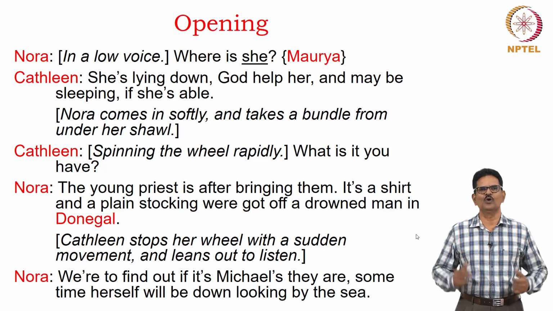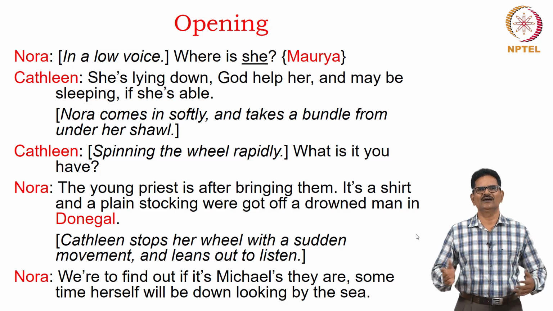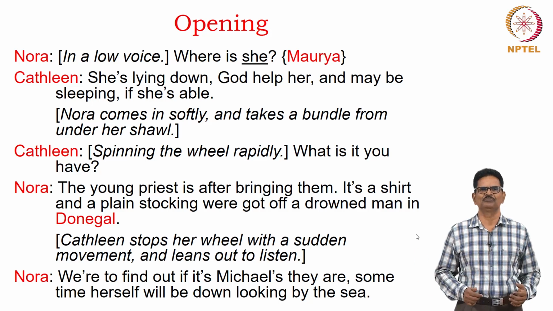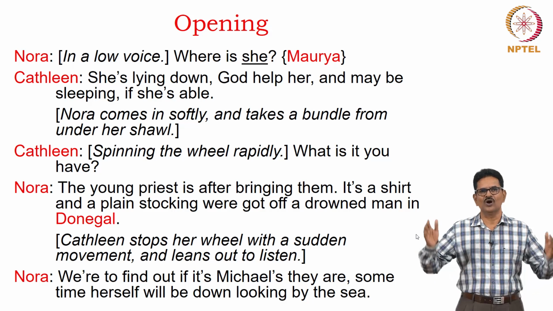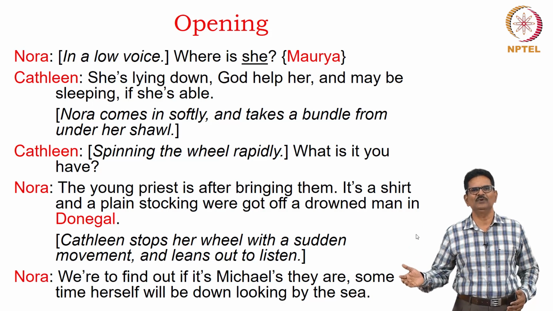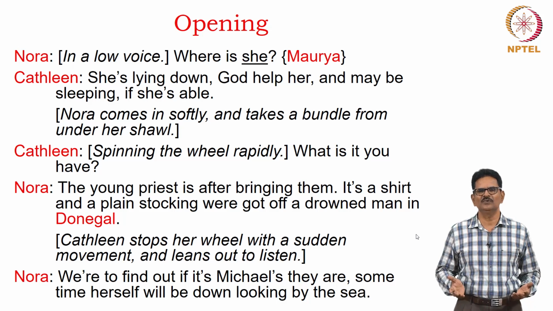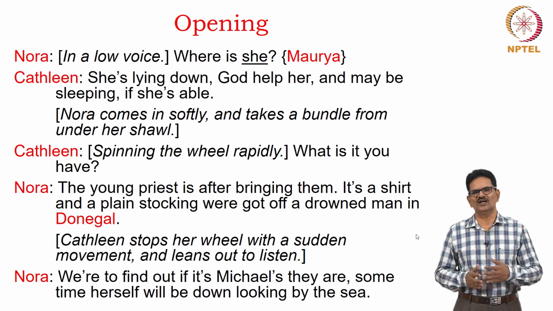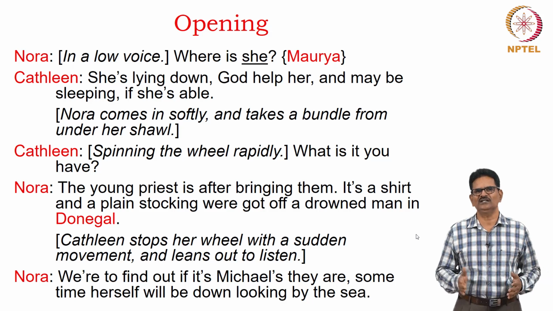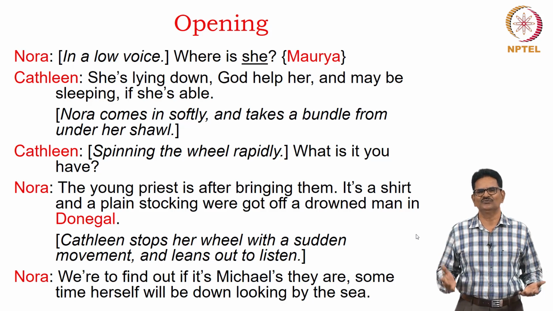We begin with the opening scene. Nora is a younger daughter, and in a low voice she asks a question. Where is she? That she refers to Maurya. The elder daughter Kathleen replies, she is lying down. God help her, and maybe sleeping if she is able. That means we can understand that she is unable to sleep, and she thinks about the losses that she has faced in her life. Her husband passed away. She has lost almost all sons except Bartley, and she is full of sorrow.